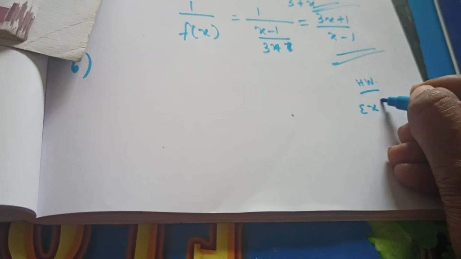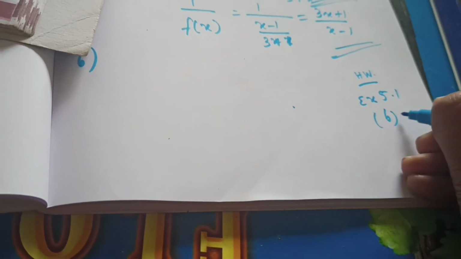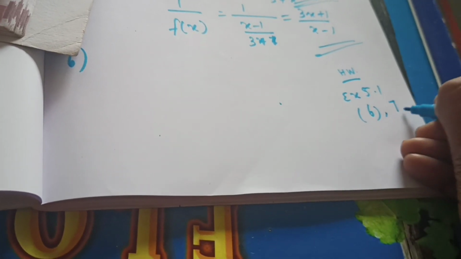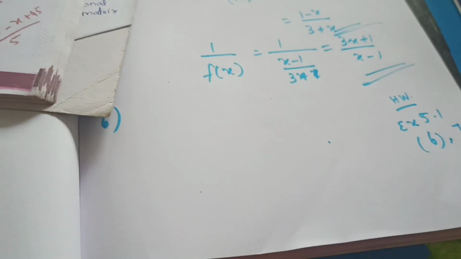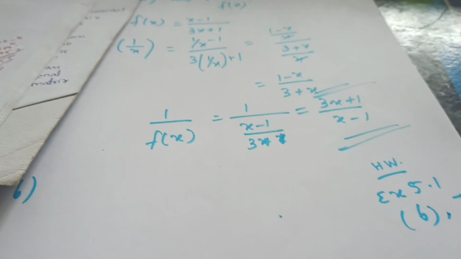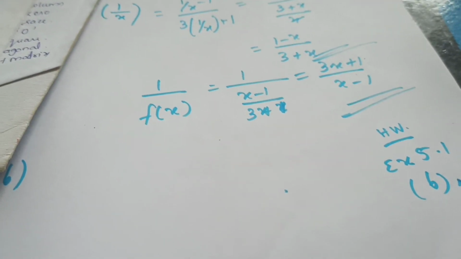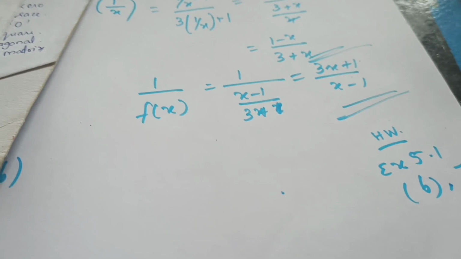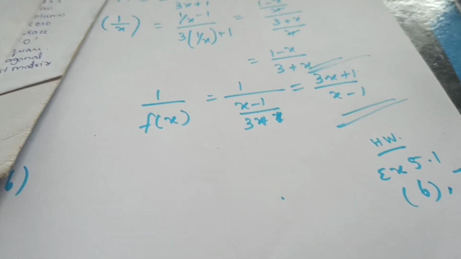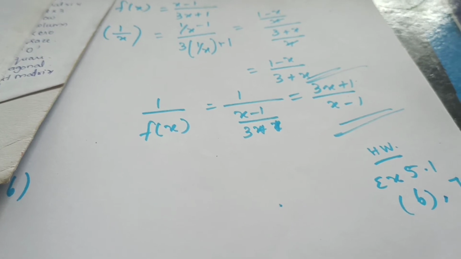Exercise 5.1, problem number 6 is homework. The 7th one is a graph, that also you need to do. I will explain how you need to do it. For the 7th problem, take f of x equal to 16 minus x square. Is it right? You take x for certain points, find y for those points, and draw the graph.